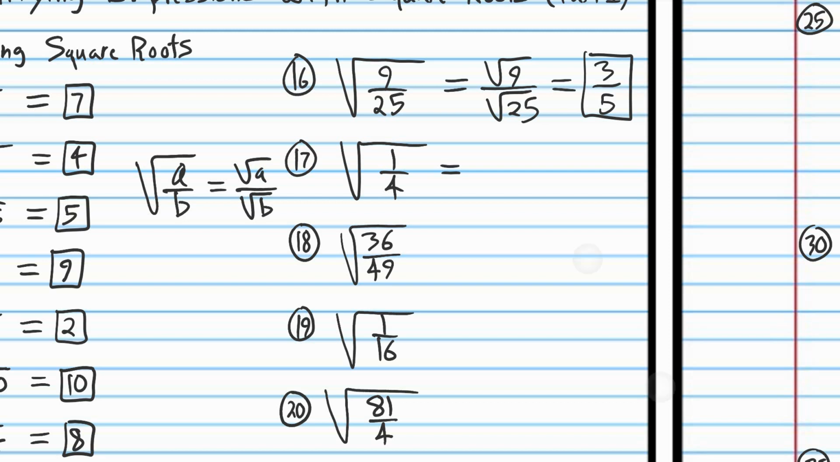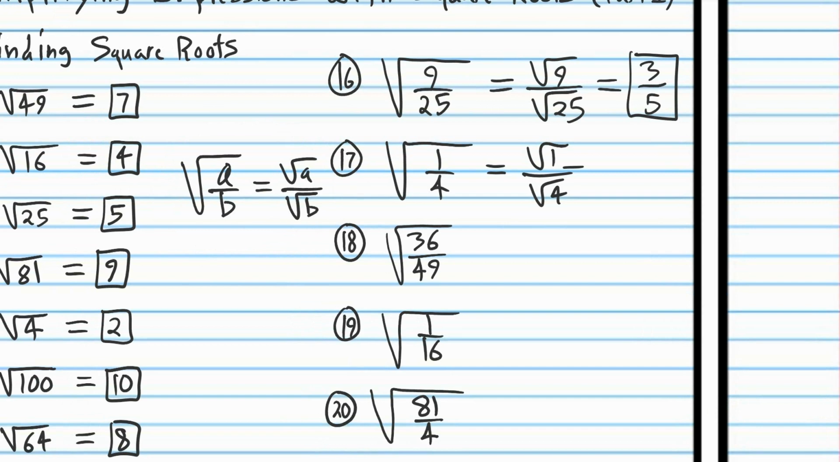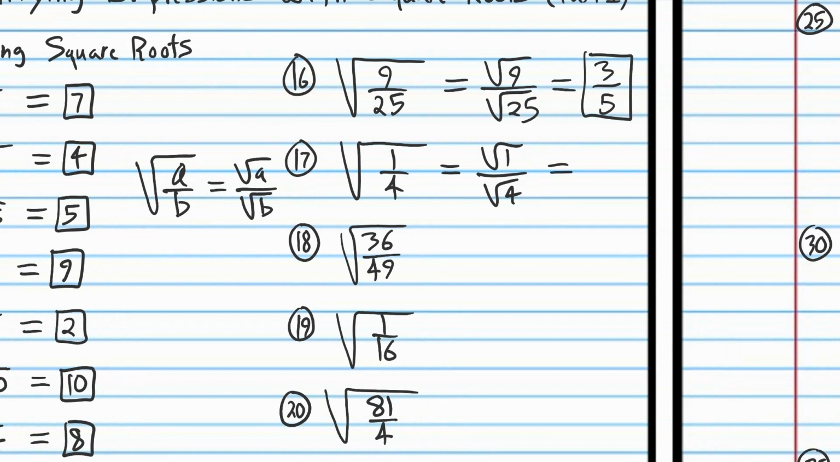All right, so the square root of 1/4 is the square root of 1 over the square root of 4. If you want to take the square root of a fraction, it's the square root of the numerator over the square root of the denominator. That's what this says. So the square root of 1, we learned that in a previous problem. The square root of 1 is 1. The square root of 4 is 2. There you go. Easy.